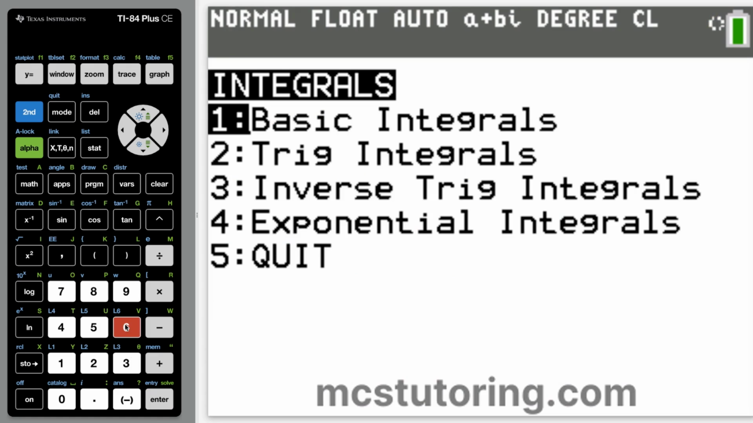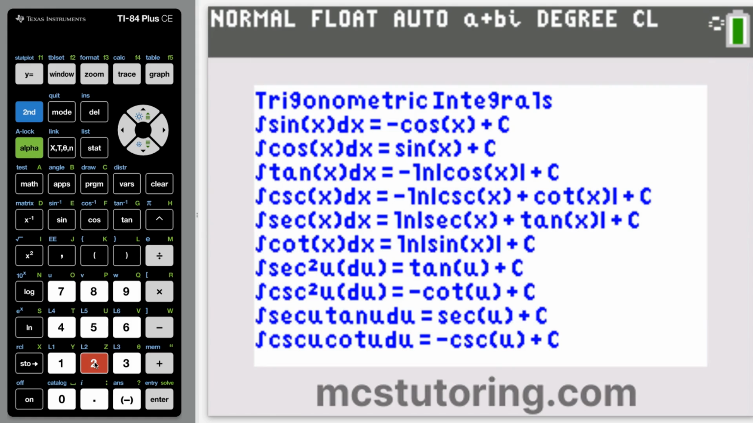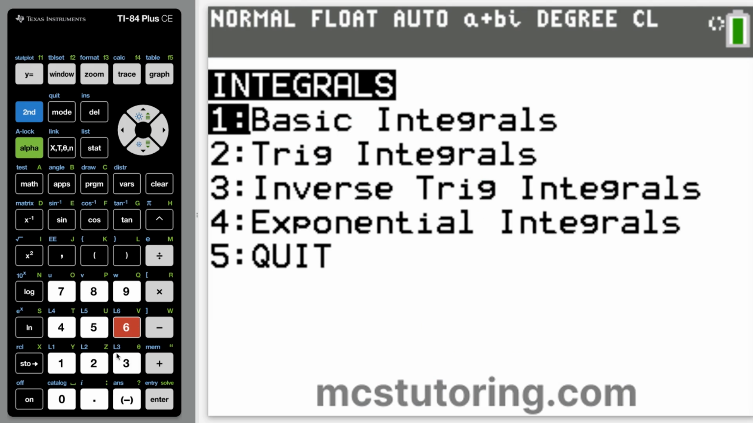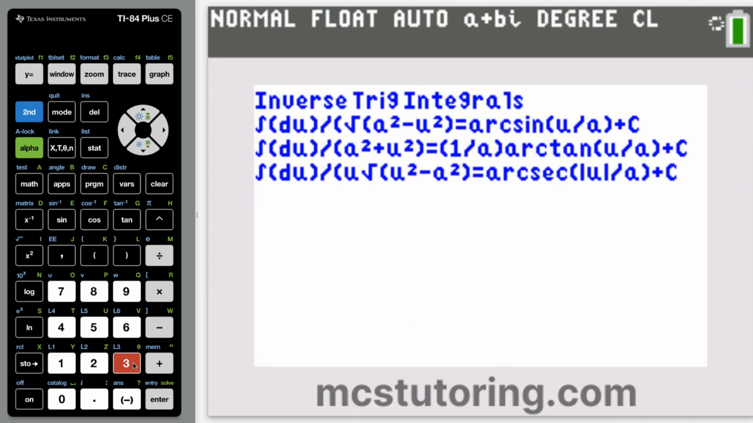Okay, and then we go to integrals again. And then we could do some trig integrals. So integral of sine x is negative cosine x, yada, yada, yada. And they've got tan, cosecant, secant, cotan, replete with the natural logs and the absolute value bars where necessary. And then the cool thing about the secant squared, cosecant squared, secant u tan u, cosecant u cotan u, sorry. And then we go on. And then let's do the integrals once again, maybe actually a couple more times. And then the inverse trig ones.